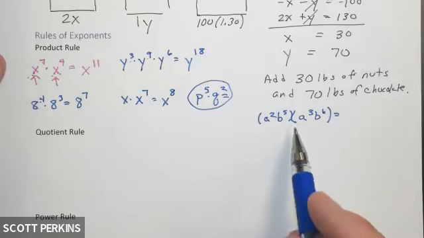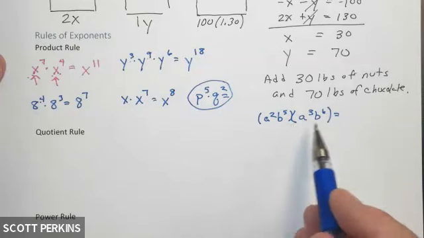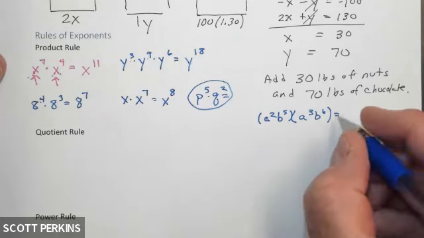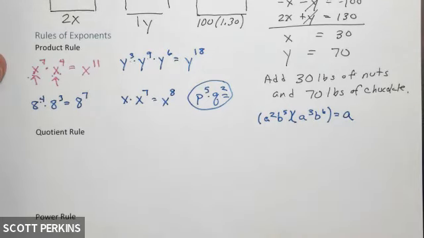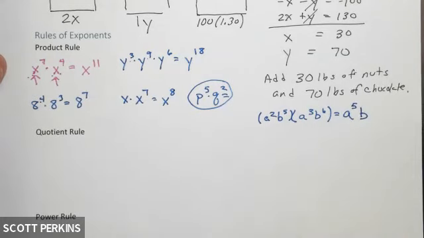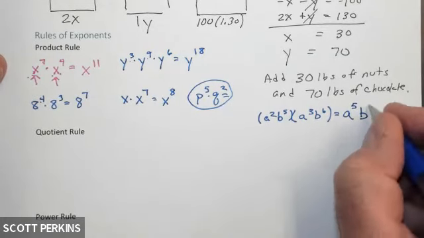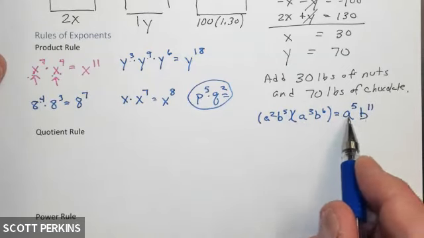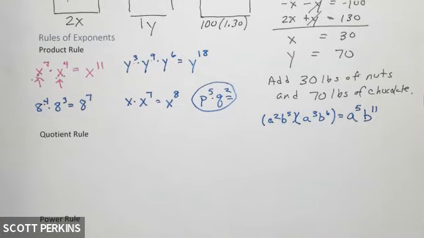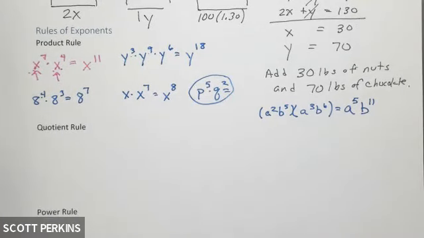Last one, we've got 2 bases here, all being multiplied together, so no big deal. So I've got a's. How many a's do I have here? 2 plus 3 is 5. And then b's. How many b's do I have? 5 plus 6 is 11. Again, those bases there are not the same, so don't oversimplify. You are done with that problem. All right, the product rule. That's our quick review of that. Anybody got anything they need further clarification on with the product rule?